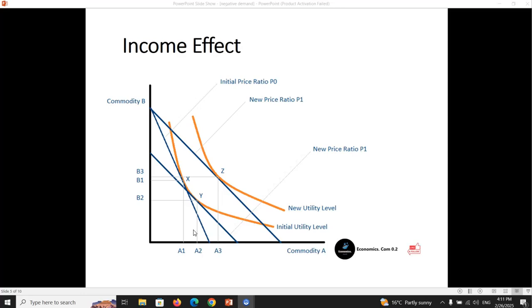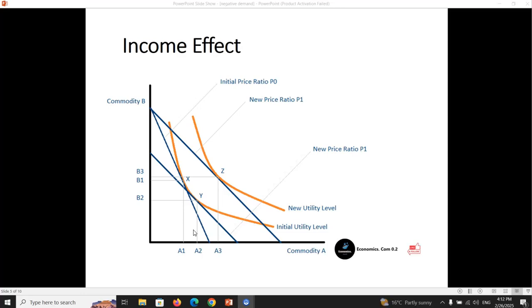The initial utility level shows the consumer's starting point before the price changes. The new utility level is higher, showing that after the price drop, the consumer can afford more and is better off. In this graph, the consumer is at point X on the initial price P0. This is where they allocate their income between commodity A and commodity B before any price changes.